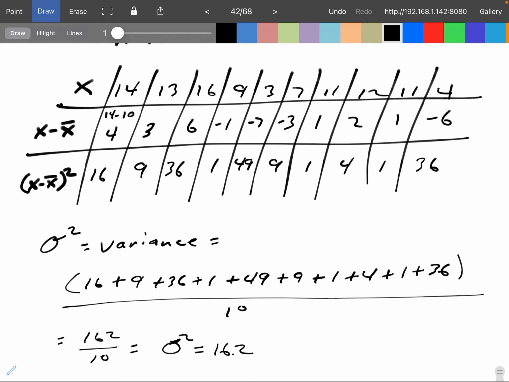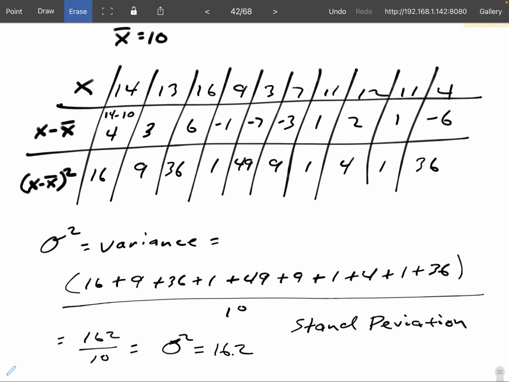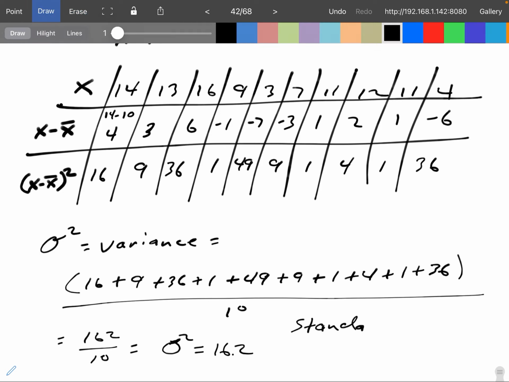So the standard deviation is what we actually wanted for this one. So let me write that down. Standard deviation. I didn't write standard, I wrote stand. Hold on. So standard deviation.